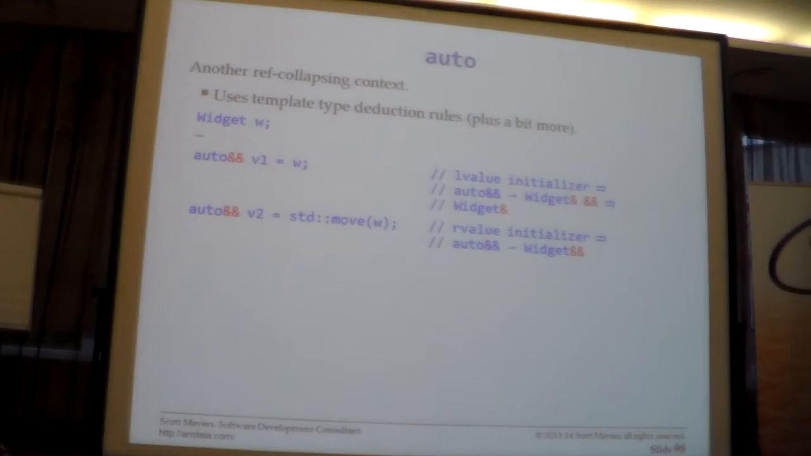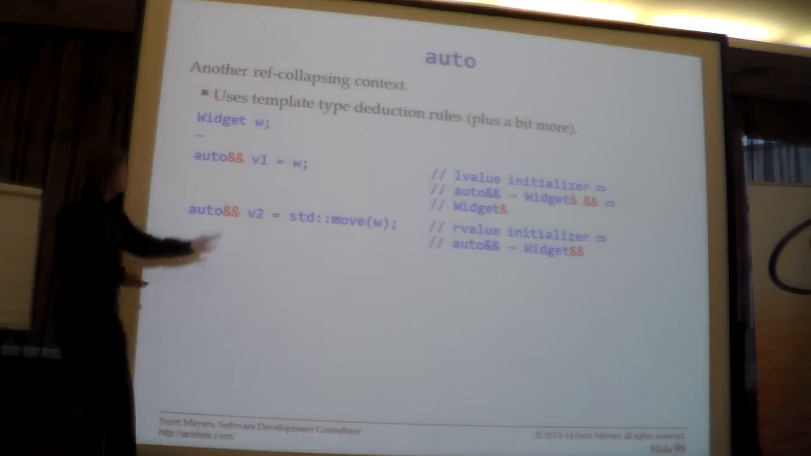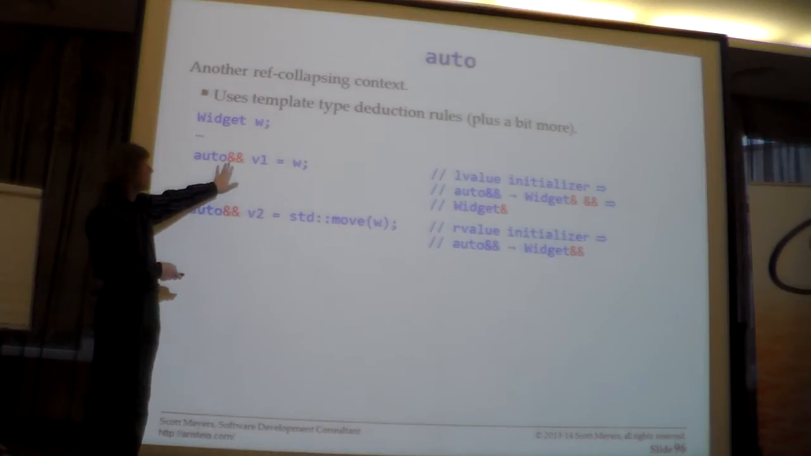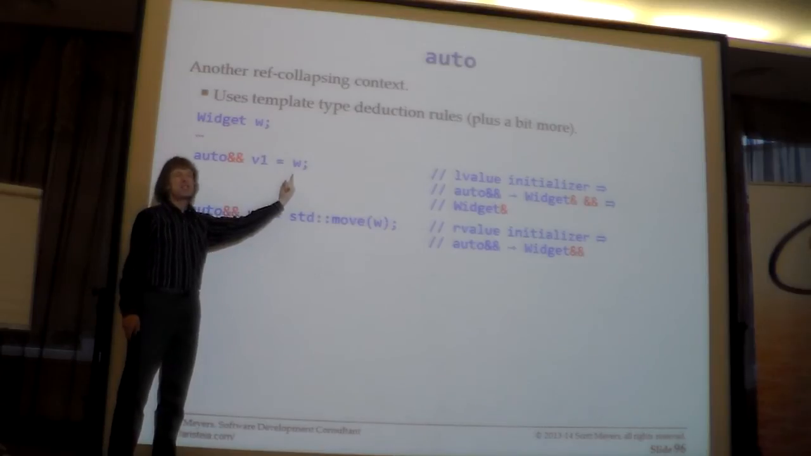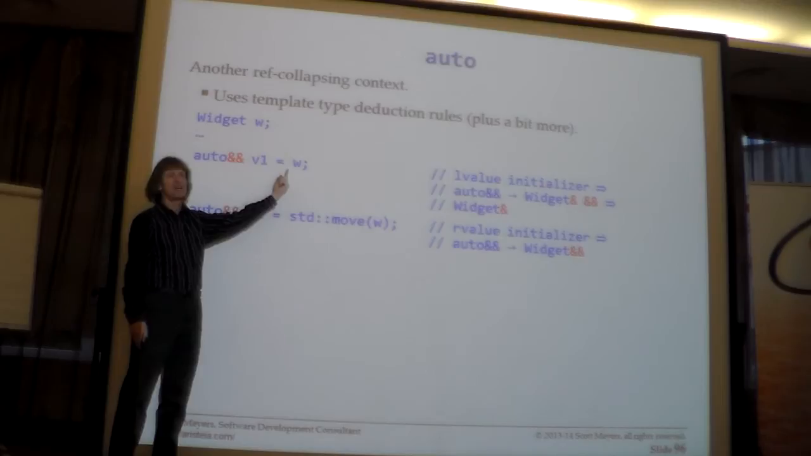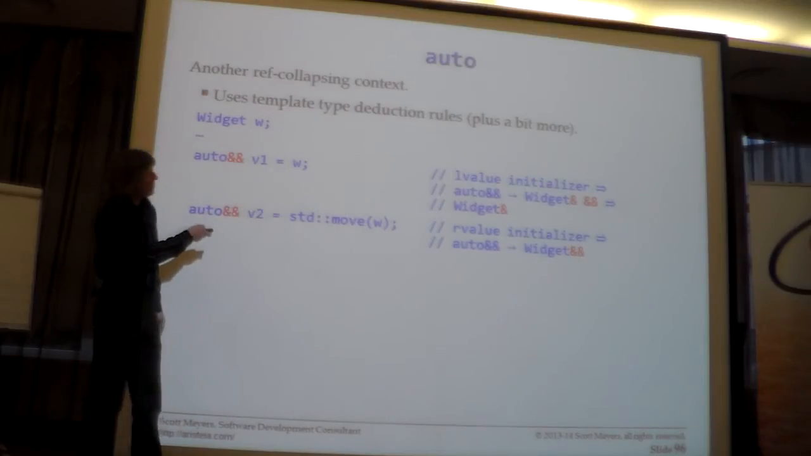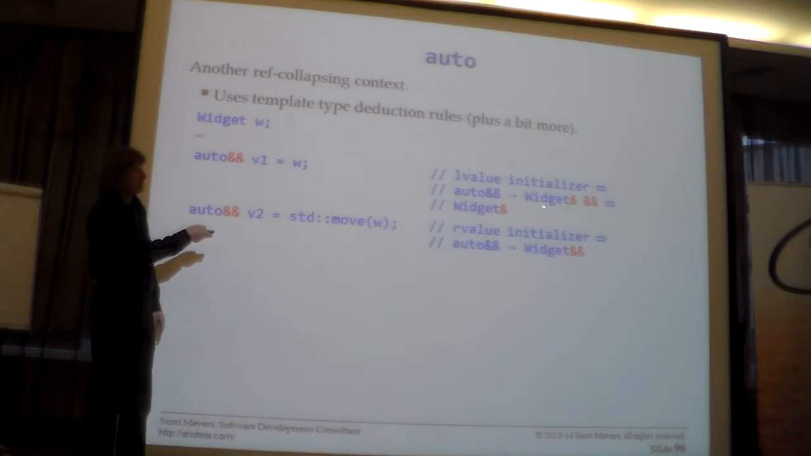Auto ref is another reference collapsing context. This is a universal reference. So the type deduced for W will be widget ref because this is an L value. I'll therefore have auto ref becomes widget ref, which after reference collapsing becomes widget ref.